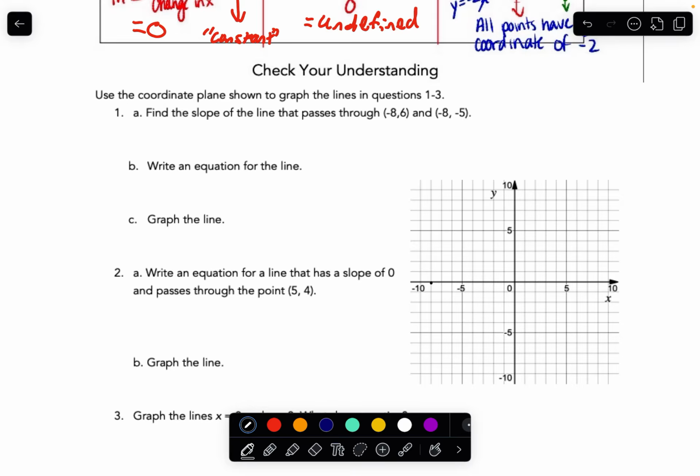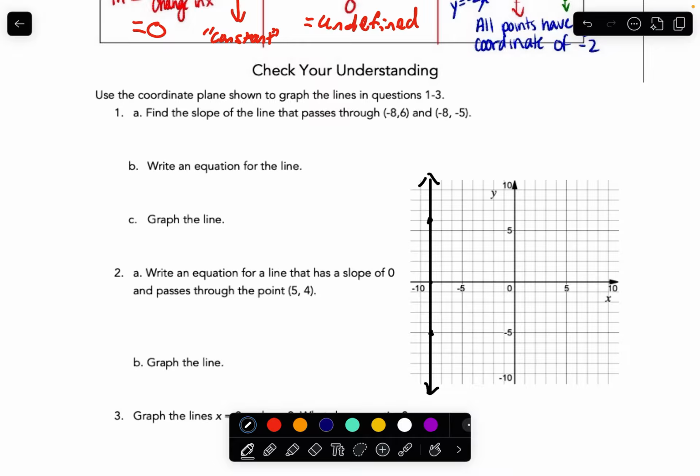So it's right in that. That's -8. So they want -8, 6. Right there. They want -8, -5, which is right here. And if you look at those two dots and connect them, you'll find out that, hey, that's a vertical line that goes straight up and down. All rise and no run.